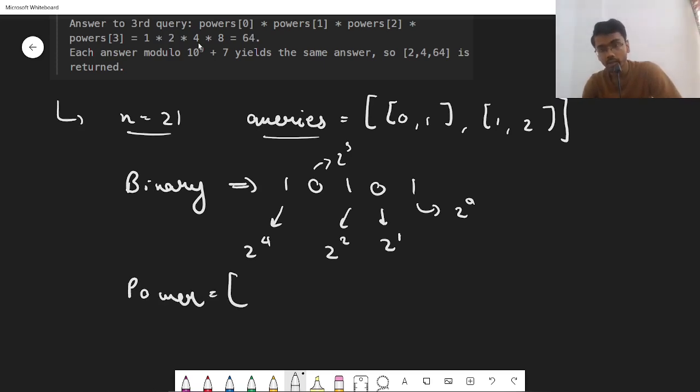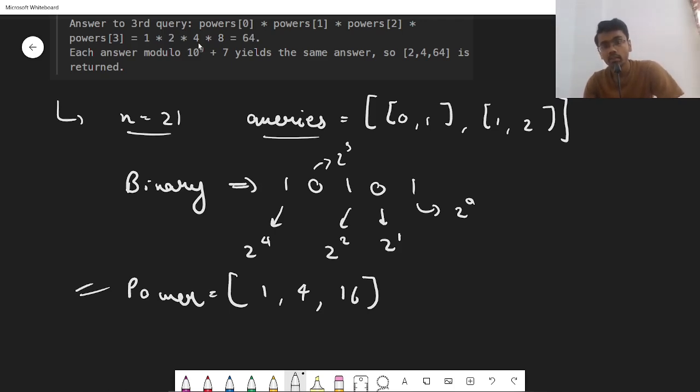So our powers array would look something like this. What are all the set bits? The first set bit is 2 to the power 0, so first it will be 1. Then what is the next set bit? 2 to the power 2, so 4. And what is the next set bit? It is 2 to the power 4, so that is 16. So this will be our corresponding powers array.